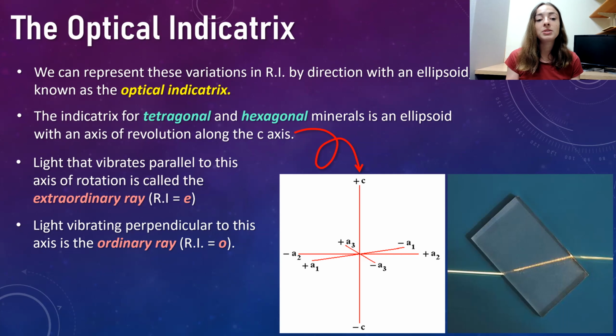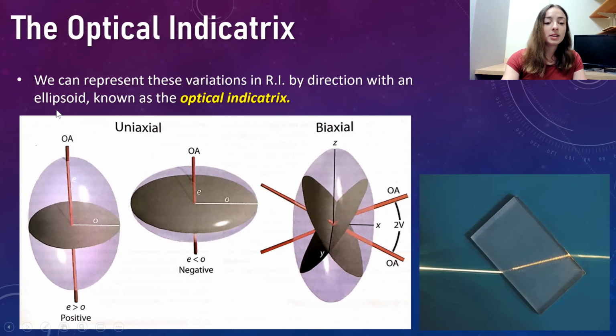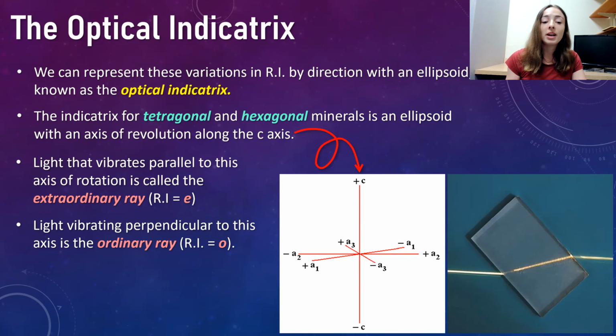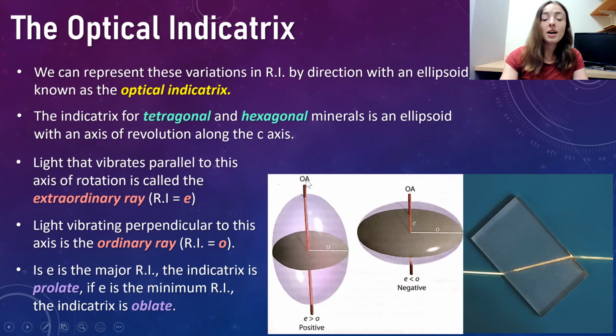So the indicatrix for these minerals is an ellipsoid with an axis of revolution along the C axis, or the up and down, Z-like axis. If we go back for a second, we can see that they mean this up and down crystallographic C axis. And like we talked about in the part 1 video, light can vibrate in different directions. If the light is vibrating parallel to this axis of rotation, it is called the extraordinary ray, labeled E. And the light vibrating perpendicular to this axis is the ordinary ray, labeled O.